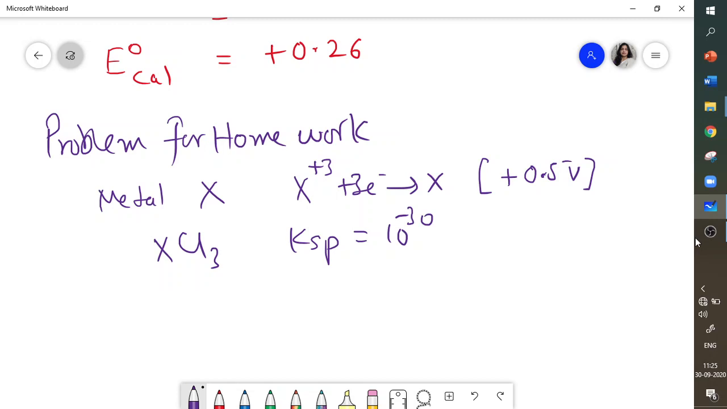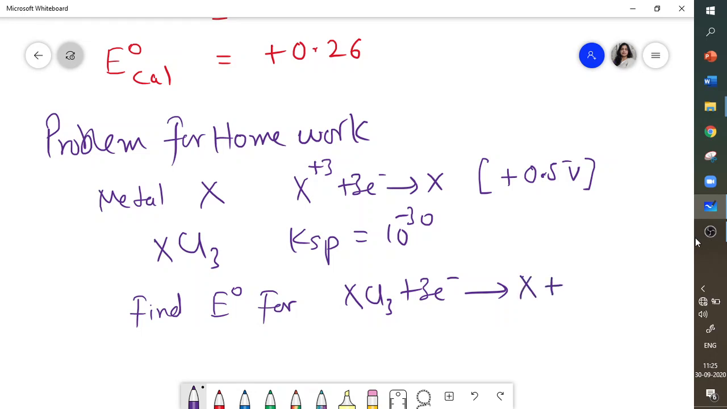And then the question is to find the E naught for XCl3 plus 3 electrons to give X plus 3 chloride ion. Here it is solid, here also it is solid, and here it is aqueous. On the basis of this you have to find it out.